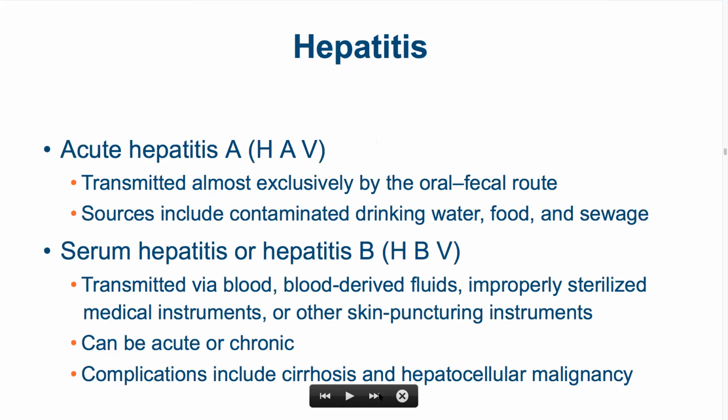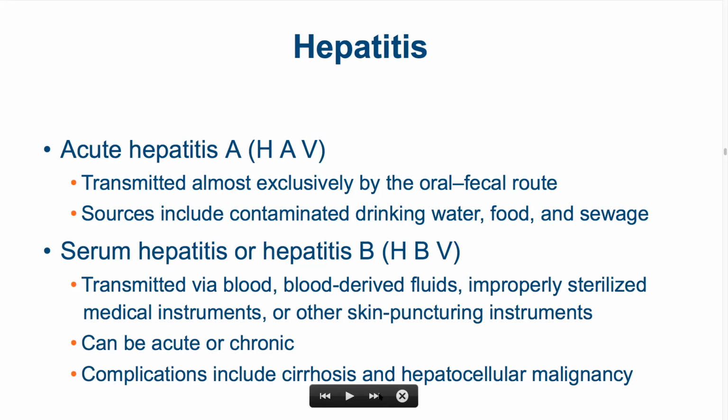Hepatitis is an inflammation of the liver caused by virus, bacteria, toxin, obstruction, parasites, or chemicals. Viral hepatitis is caused by 5 identified viruses. So you have type A, B, C, D, and E, with at least 20 other viruses under study. Acute hepatitis A is transmitted almost exclusively by the fecal-oral route. Sources include contaminated drinking water, food, and sewage.